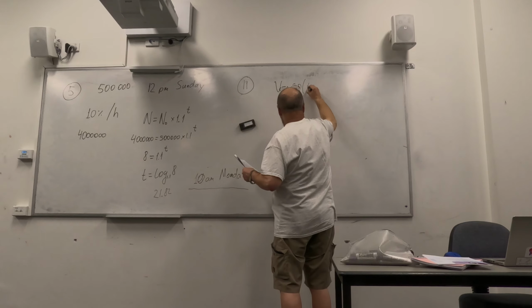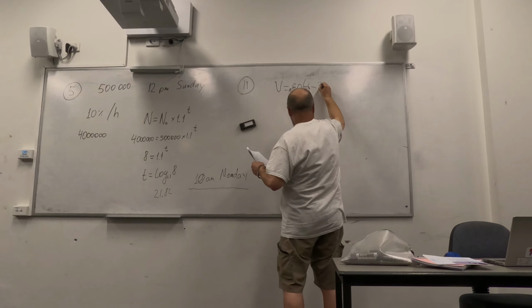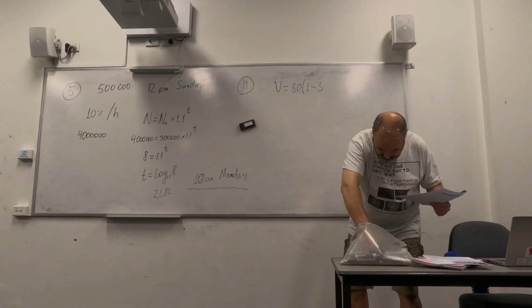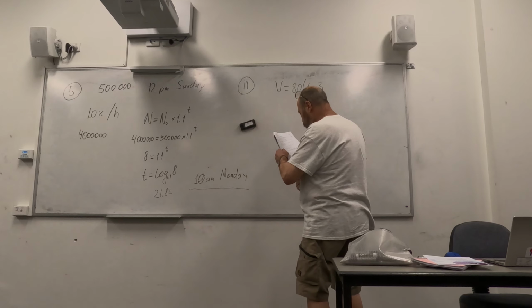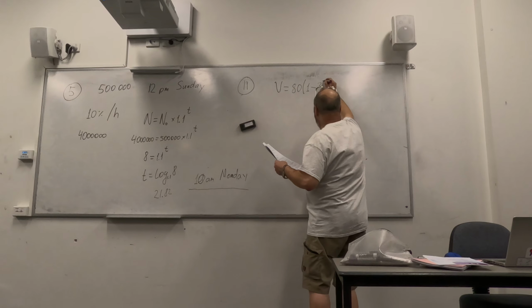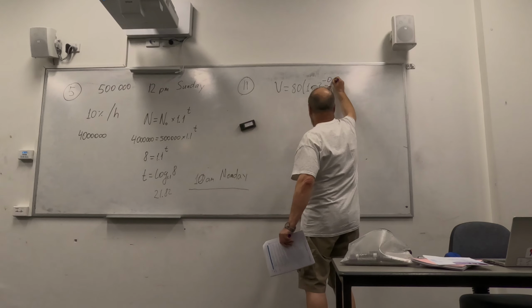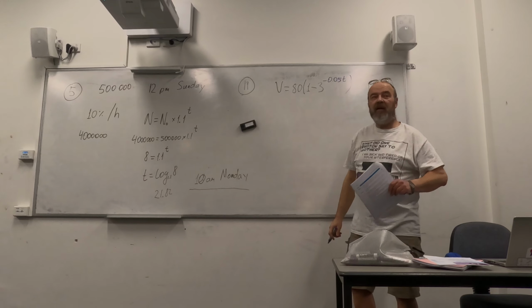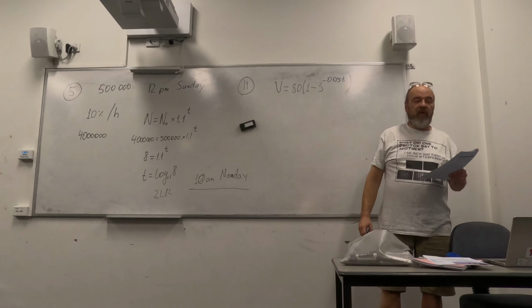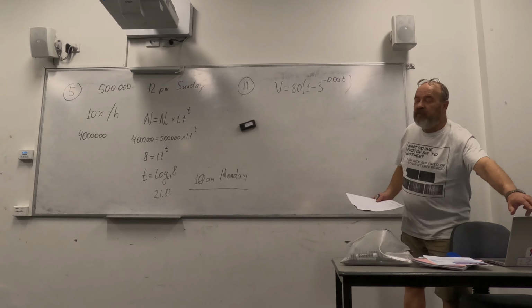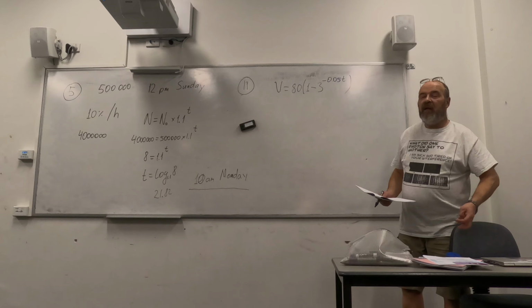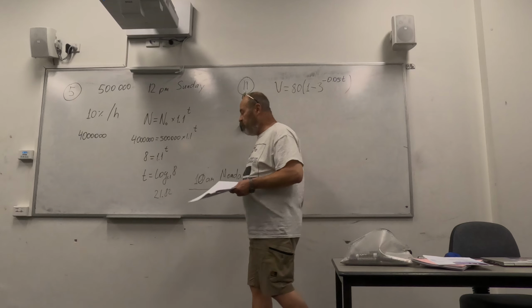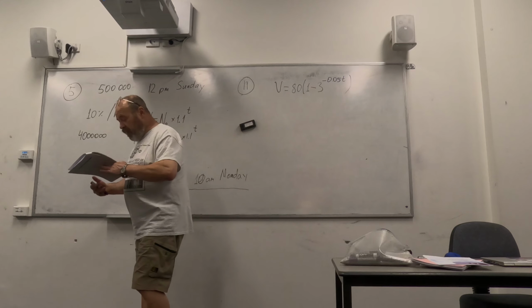v equals 80 times 1 minus 3 in the power negative 0.05t. So that's how the speed of this falling object changes.